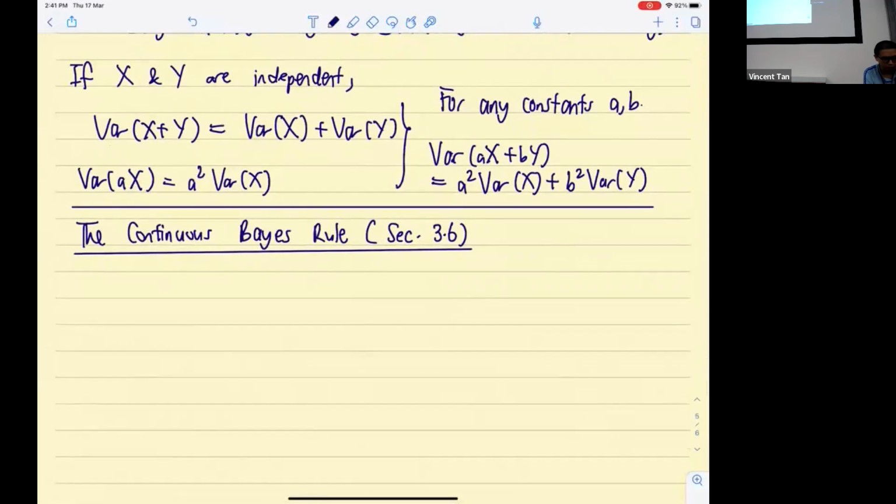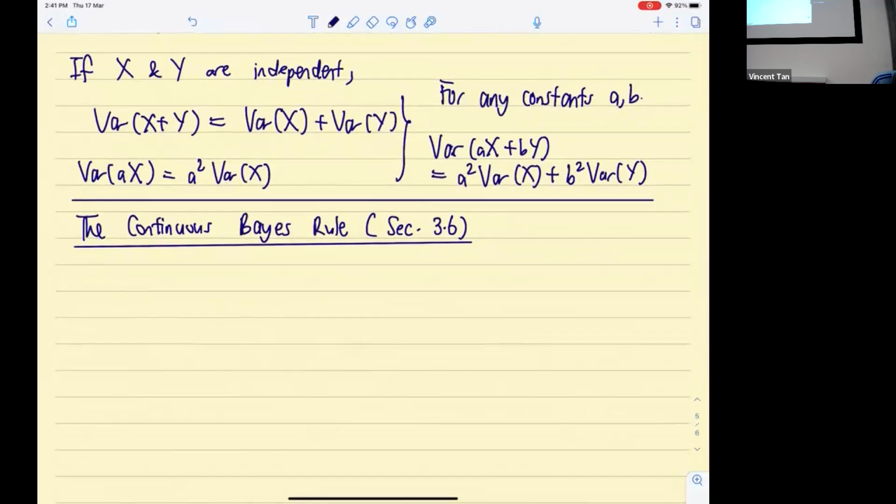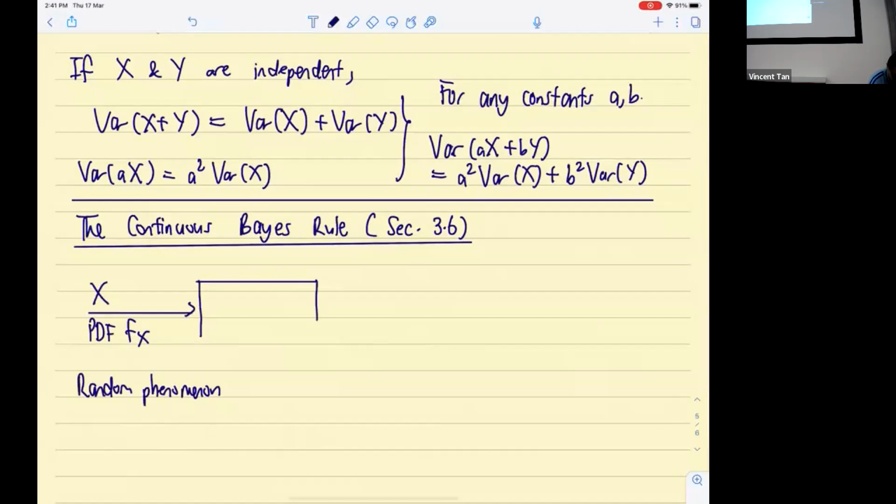This is not in the book. I typed this out. But what is the story here? You have a certain observation. You have a certain x, which is a random phenomenon, and it has a PDF f of x. So this is our random phenomenon. This random phenomenon could be the temperature. The temperature in this room is a certain random number. It depends on whether we switch on the aircon, how many people are in here, etc.